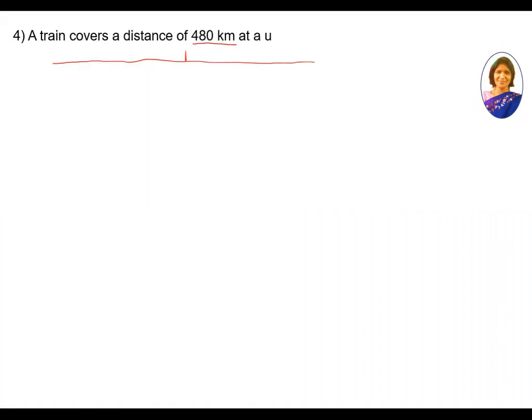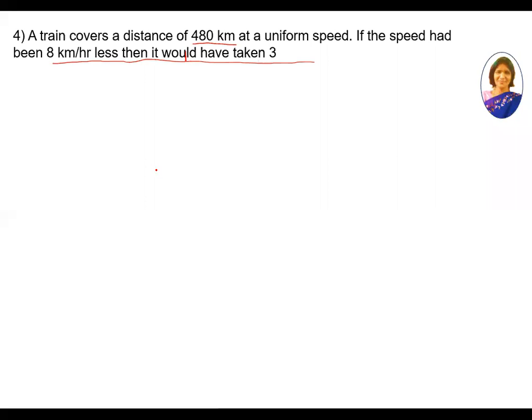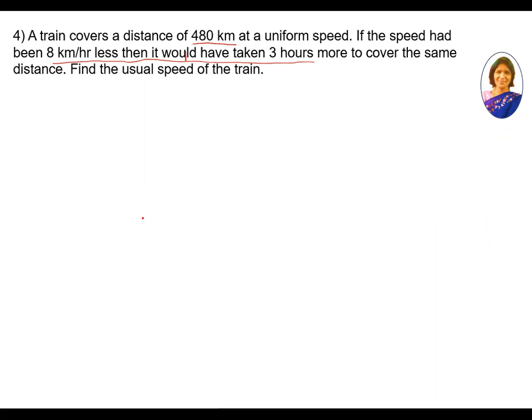A train covers a distance of 480 kilometer at a uniform speed. If the speed had been 8 km per hour less, then it would have taken 3 hours more to cover the distance. Find the usual speed of the train. Question is similar. You have to find the usual speed of the train.